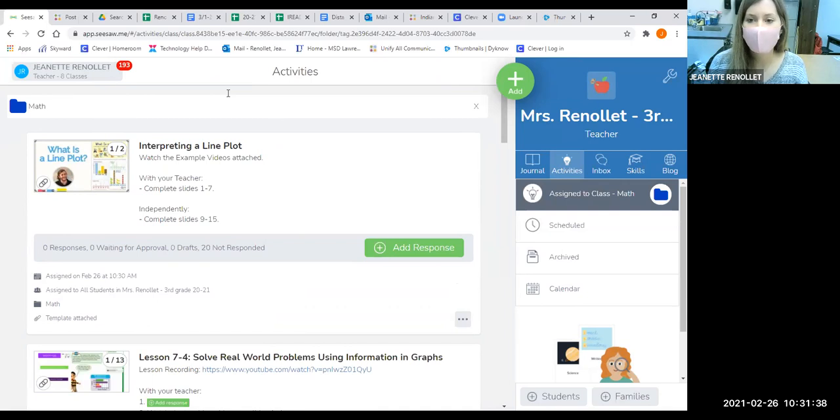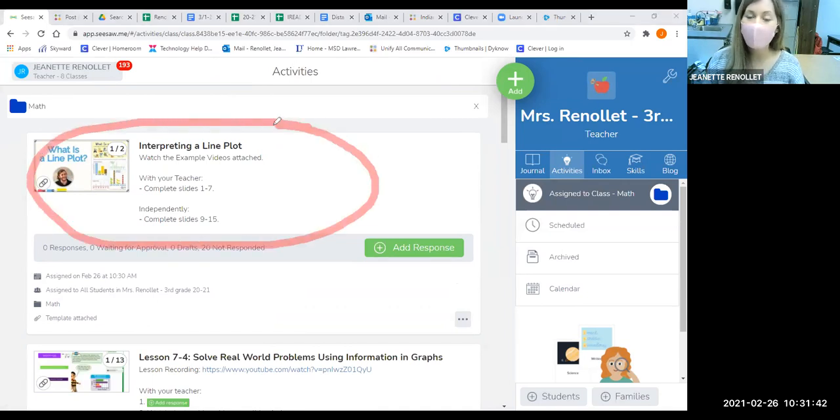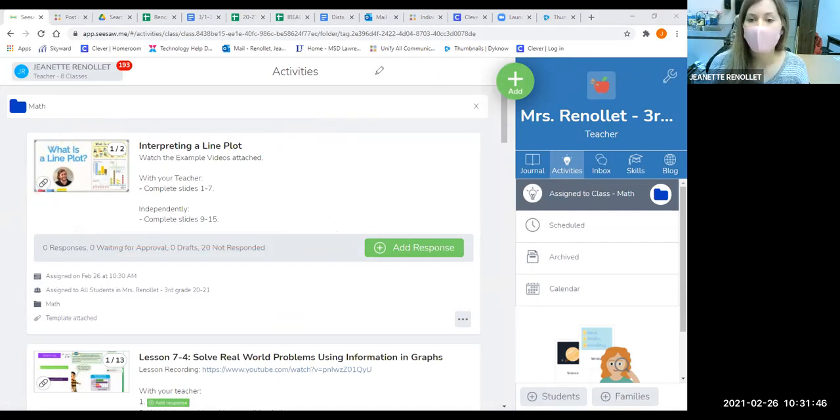Our task today is called interpreting a line plot. A line plot is another type of graph that we're going to look at today. Go ahead and click on our task. Click Add Response to open our task.